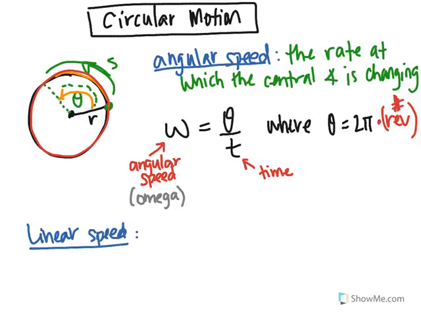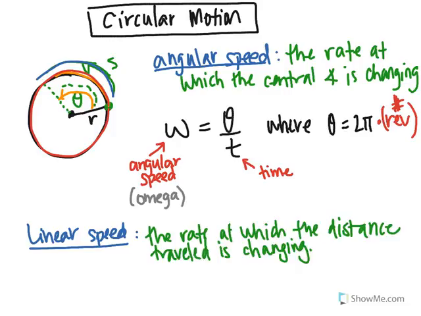So now we're going to talk about linear speed. So how fast is this object moving linearly? If you were to put it on the ground, or if it was in the sky and you're rotating it, what would its linear speed be? And let's talk about what it is. So linear speed is the rate at which the distance traveled is changing. And there's a formula for this.